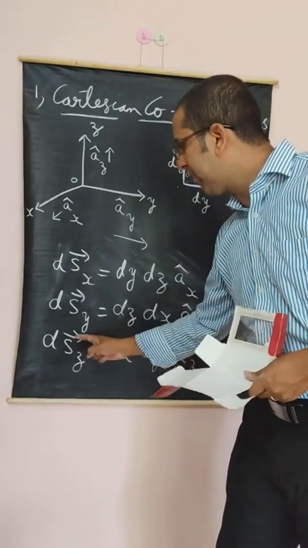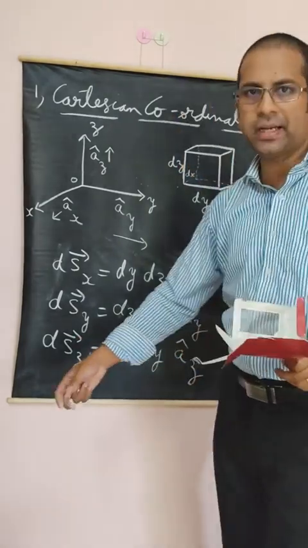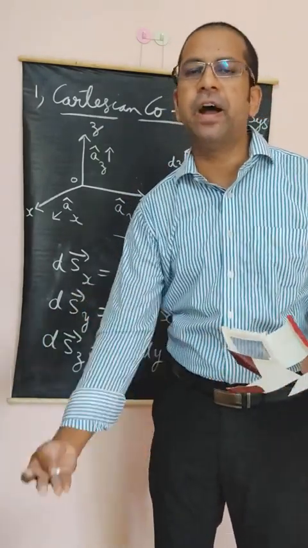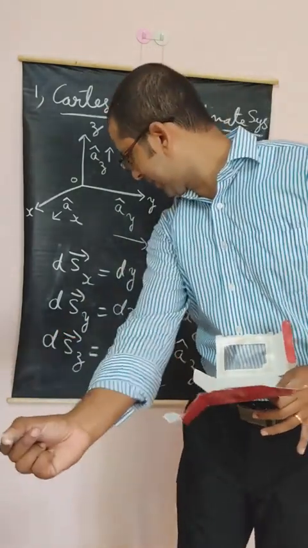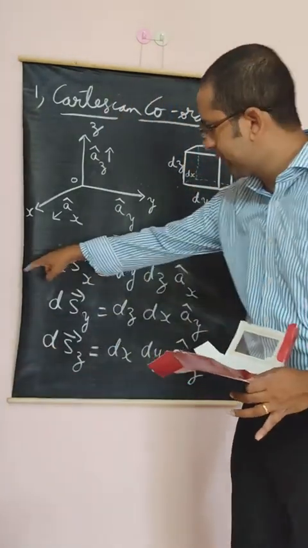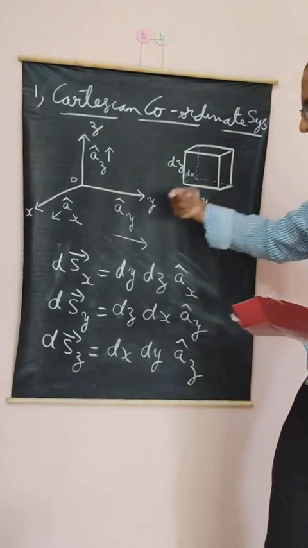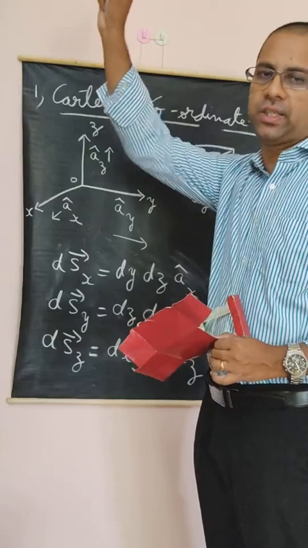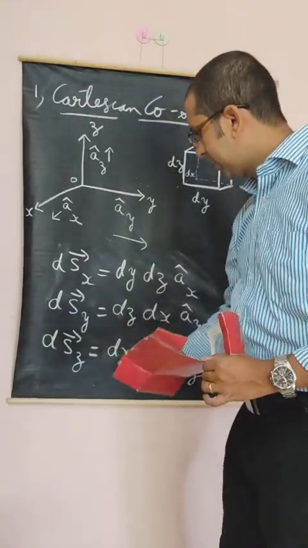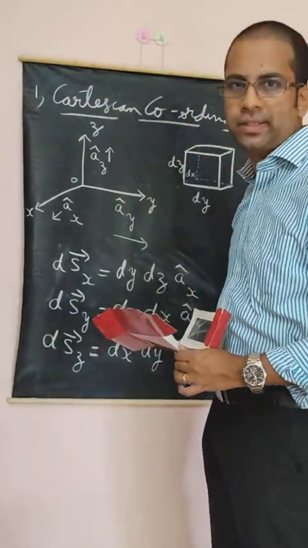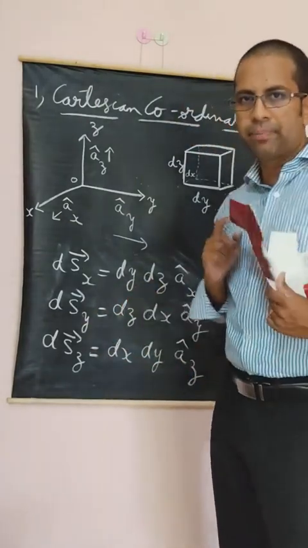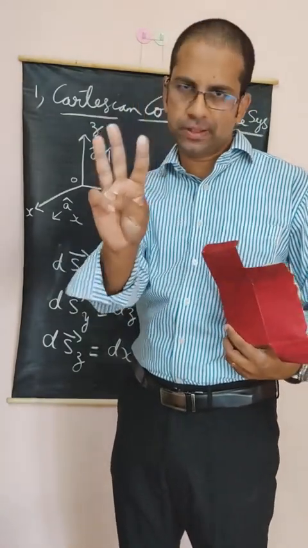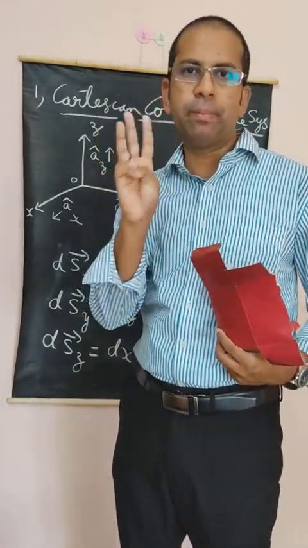Similarly, you have d vector sz, that is, if I consider the plane where I am standing, that has dx and dy. This is dy, this is dx. The floor is perpendicular to the z axis. Hence, dx into dy into base vector z, that is d vector sz. Whenever you are considering the Cartesian coordinate, you have to imagine three planes.